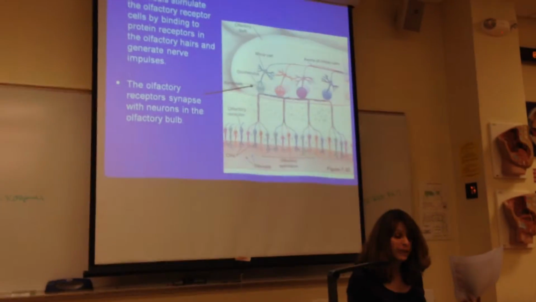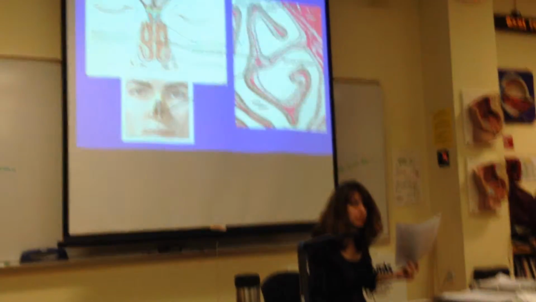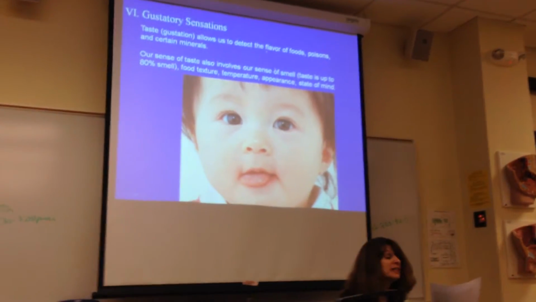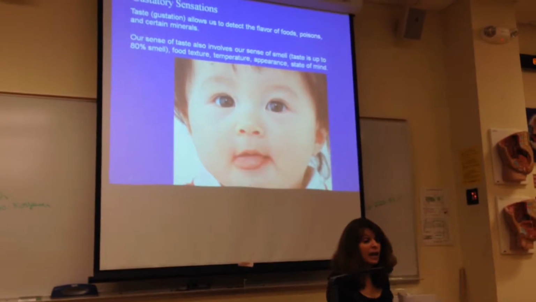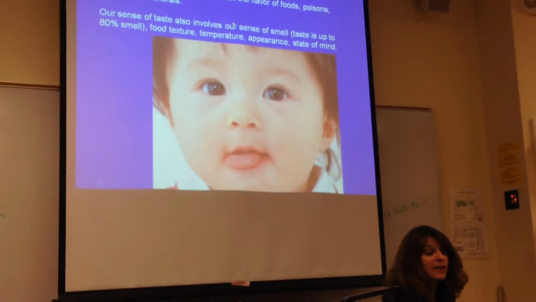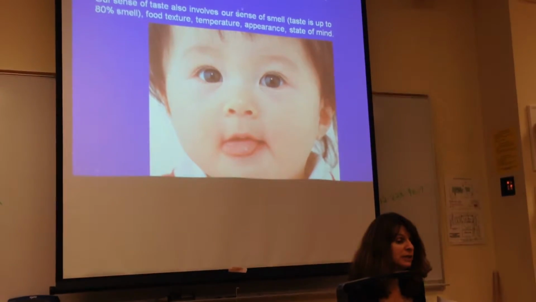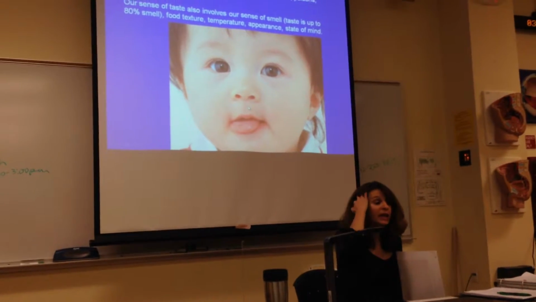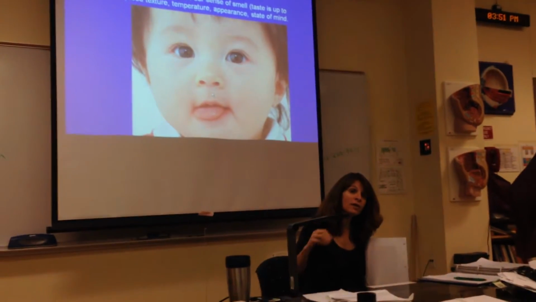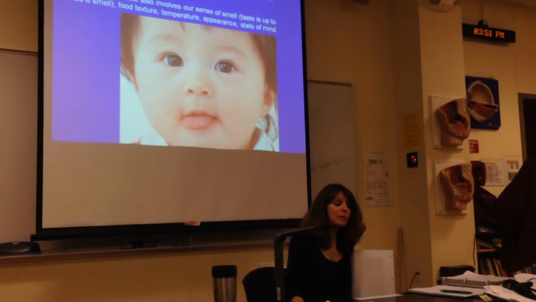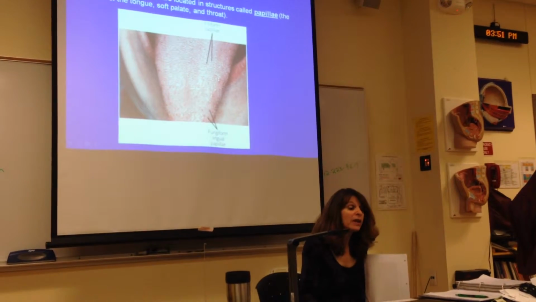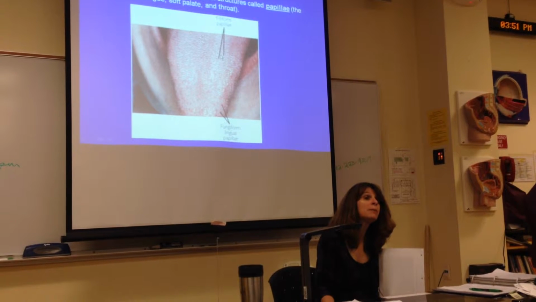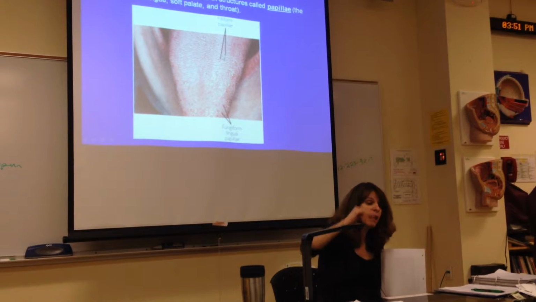So this is what we're looking at as you learned in your module for the tongue slide. So here we go. We've got these gustatory sensations, and these allow us to detect foods, poisons, minerals, etc. And we learned in there that our sense of taste also involves our sense of smell. But when we taste food, the receptors are located in structures on the tongue that are called papillae, nipple-shaped mounds.